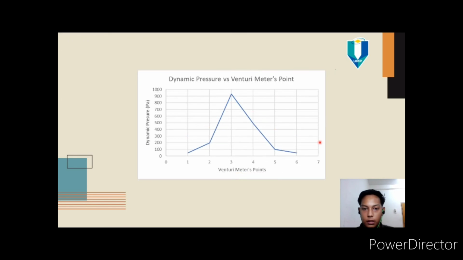So the last graph we have here is the dynamic pressure versus Venturi meter point. The dynamic pressure increases with the velocity of the moving fluid. Based on the pattern from point 1 to 3, the cross-sectional area decreases, which will increase the velocity of the moving fluid, and then increase the dynamic pressure as well.